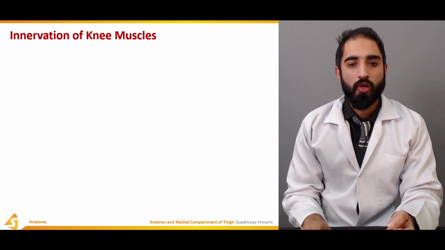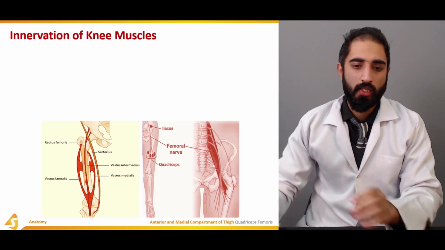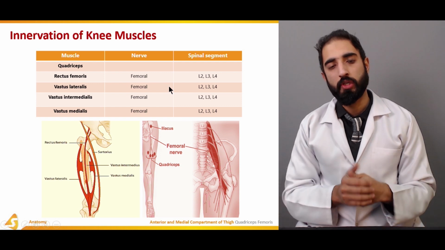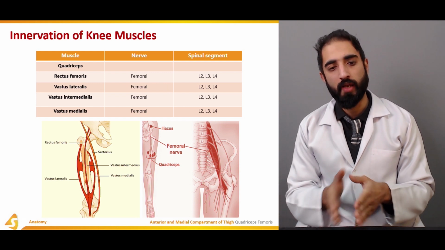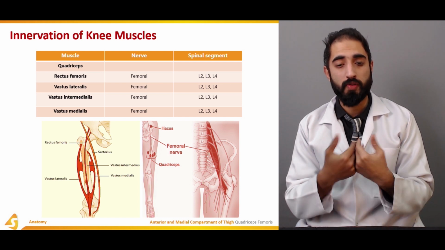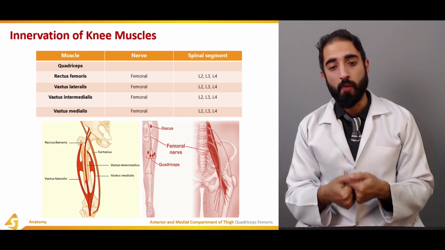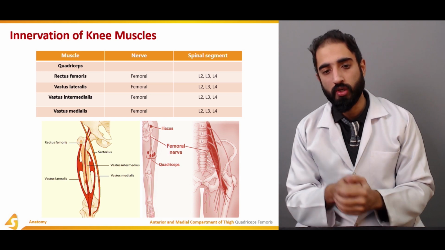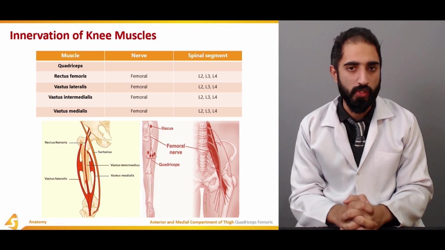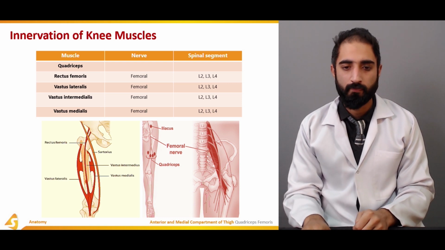Now, talking about the innervation of these muscles, we can see that all of them have the same nerve supply, as already mentioned, which is the femoral nerve, and the spinal segment is also the same, which is L2, L3, and L4. And perhaps because of the same action, same function, same common insertion, and same nerve supply, they have been categorized as the same muscle group, which is the quadriceps femoris.